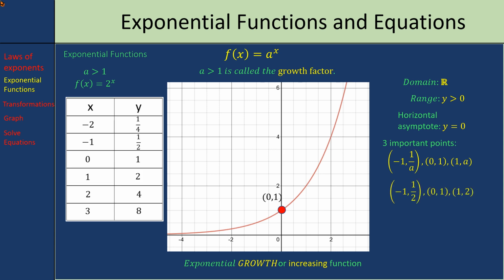So in this case, you get negative 1, and 1 over a is 1 over 2. 0, 1 is always 0, 1. And then 1, a is 1 comma 2. So those are our points. It gives you the shape of the exponential graph, and exponential graphs are always going to look like that. It's going to be a huge curve. So having those 3 points guides you in what the graph looks like.